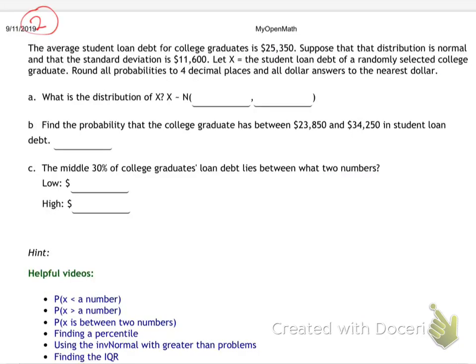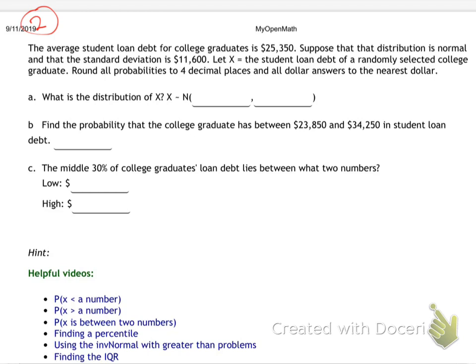So number 2. The average student loan debt for college graduates is $25,350. Suppose that the distribution is normal and that the standard deviation is 11,600. Let x equal the student loan debt of a randomly selected college graduate. Round all probabilities to 4 decimal places and dollars to the nearest dollar.